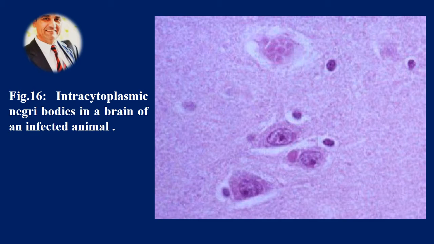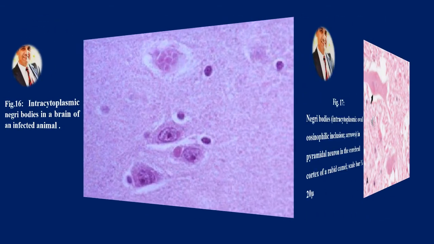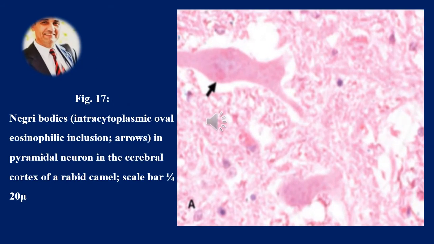Intracytoplasmic Negri bodies in the brain of an infected animal. This figure shows intracytoplasmic, eosinophilic inclusion bodies known as Negri bodies, as seen by the arrows, in a pyramidal neuron in the cerebral cortex of a rabid camel. Scale bar equals 20 micron.